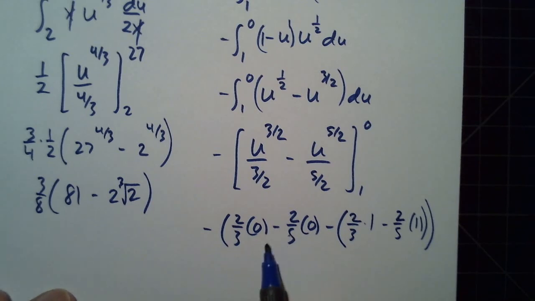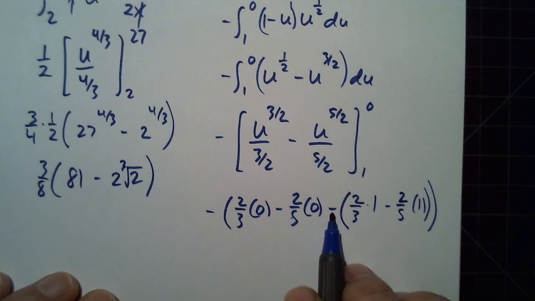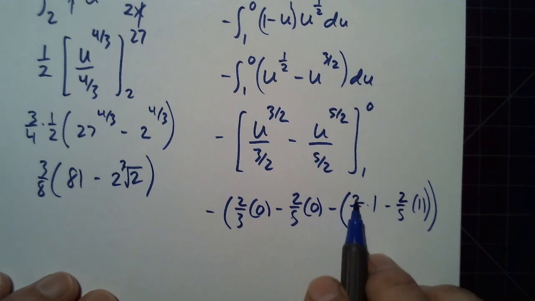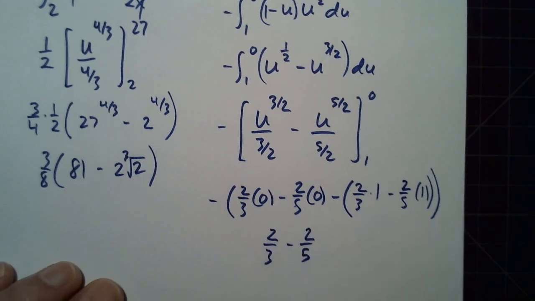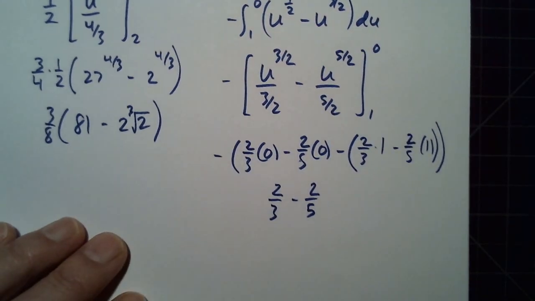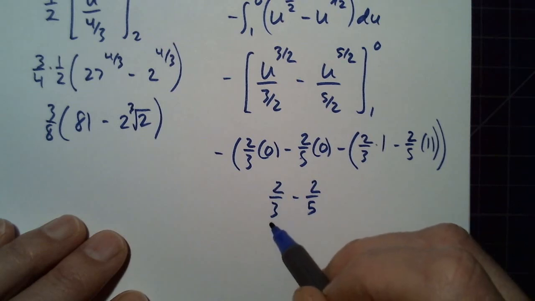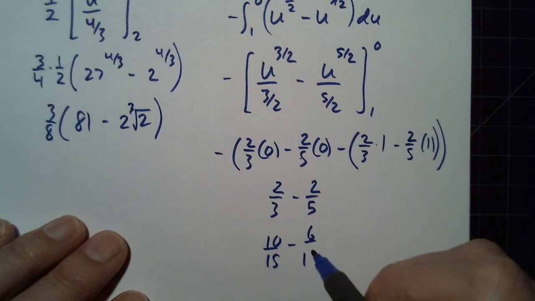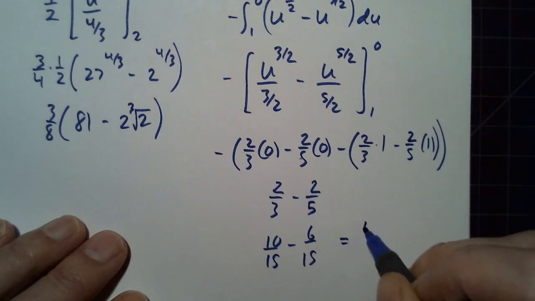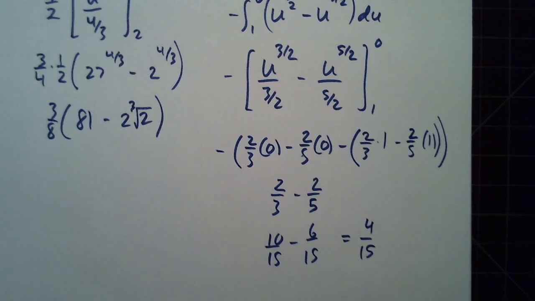We have zeros. Let's be careful of all these negatives. Negative times a negative is a positive. And then we're just going to have 2/3 minus 2/5. All right, and we're going to have 10/15ths minus 6/15. So we get 4/15. And I'll stop there.